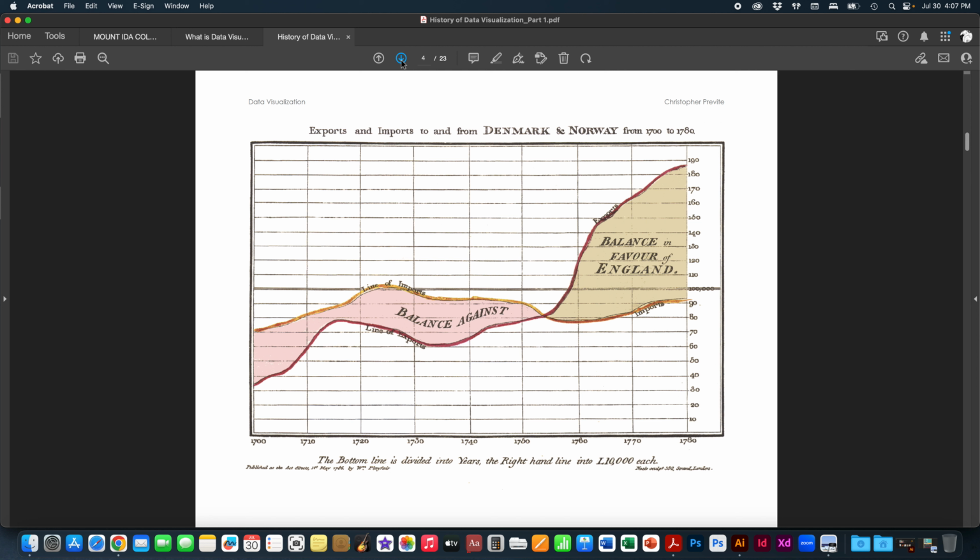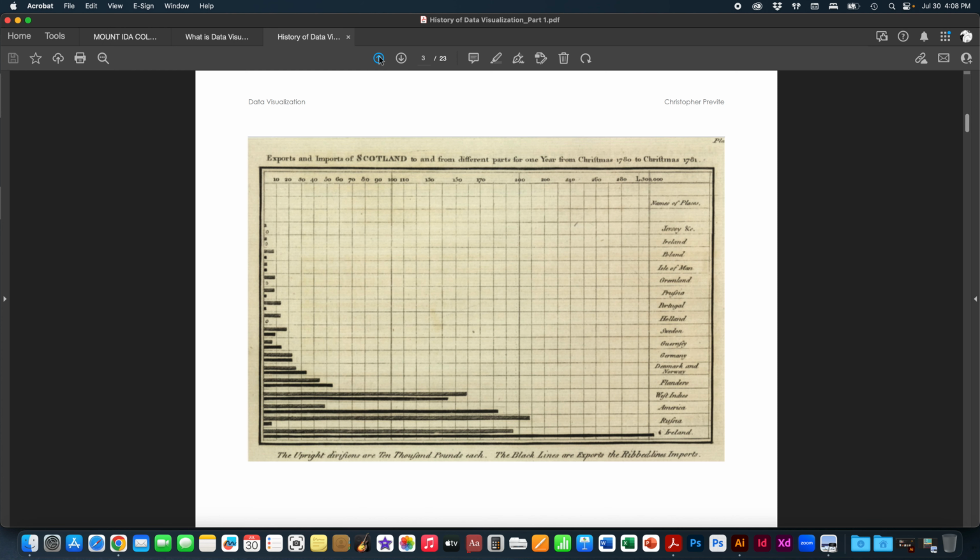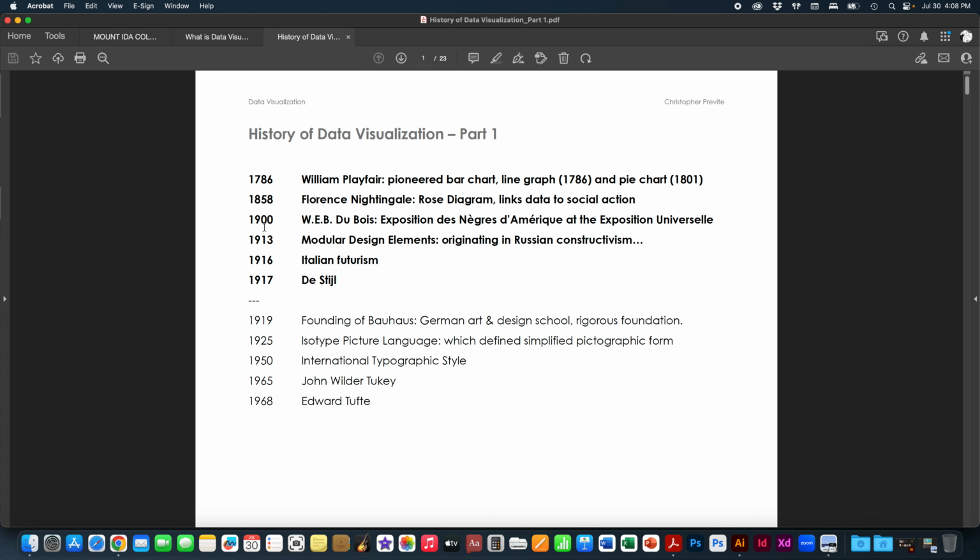Flowchart or line graph. And then his first pie chart, which you can see by the paper that it's on is a yellow legal pad. Just using some letter templates, early drafting tools were used often in early data visualization. So anyway, back to the overview.